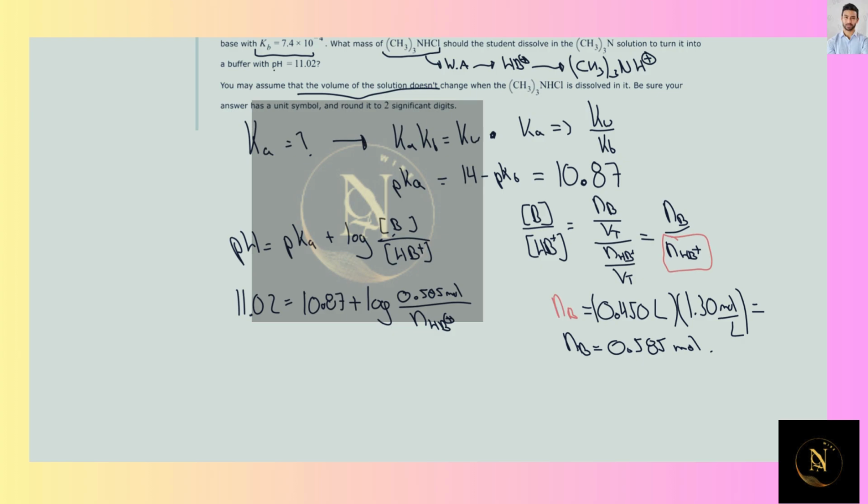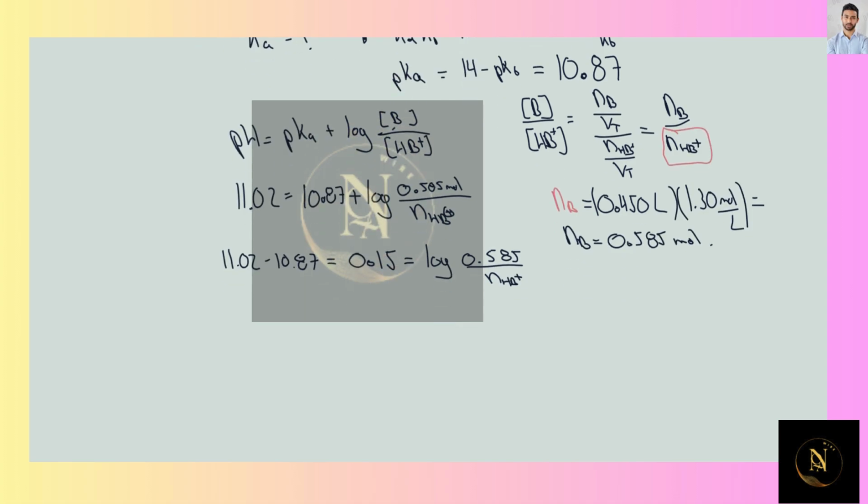So now, solving this equation, first of all, 11.02 minus 10.87 is going to give us 0.15, and this would be equal to the logarithm of 0.585 over the amount of mole of HB+ that we need to add. We're going to take the base 10 in order to get rid of the logarithms. 10 to the 0.15 would be equal to 0.585 over amount of mole of HB+.